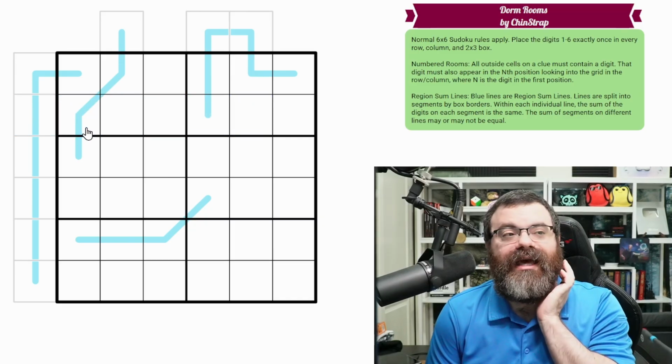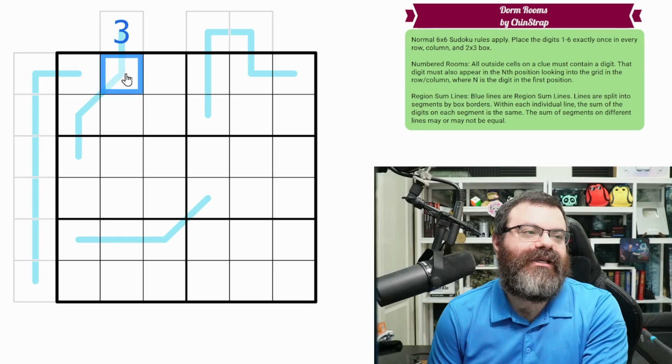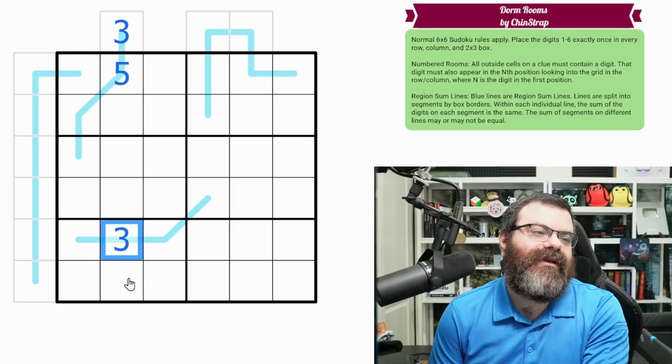All right, so that is numbered rooms. It also works for columns. If this was a 3 with a 2, then that puts the 3 there, because this tells you what the digit is, this tells you where it is. If this was a 5, it would put the 3 all the way down there.